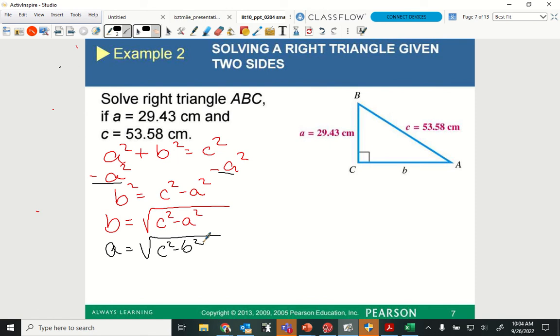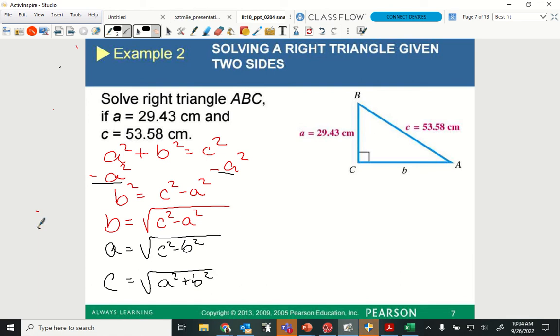Okay, and what if I was looking for c? It would just be the regular formula, because isn't c already by itself? So I would just take the square root of both sides, and know it's got to be positive because it's a distance. So c is equal to the square root of a squared plus b squared.